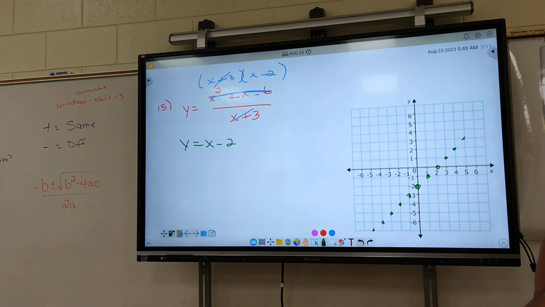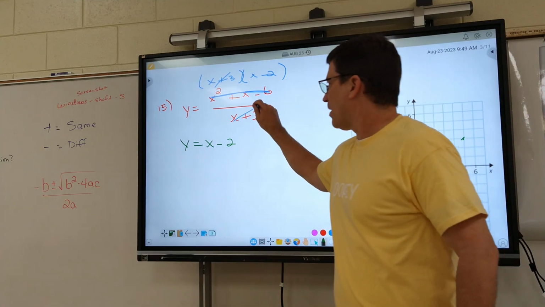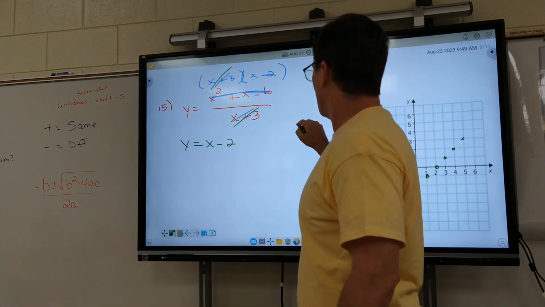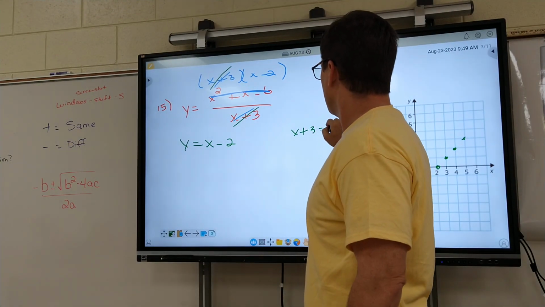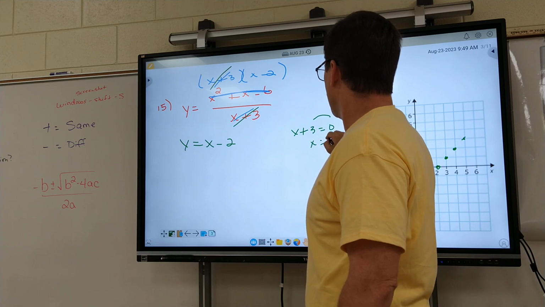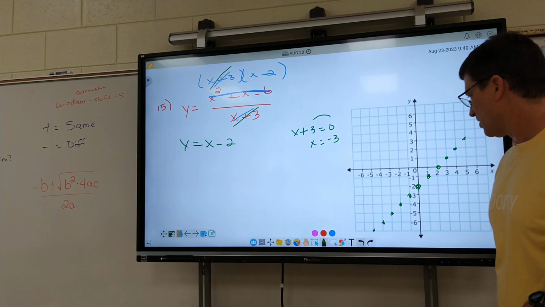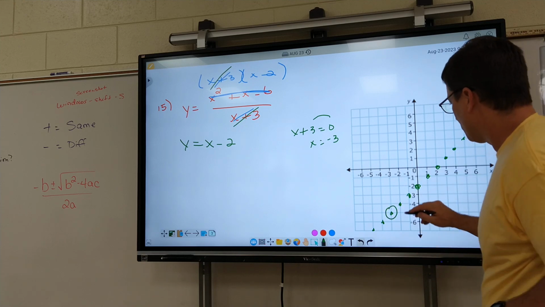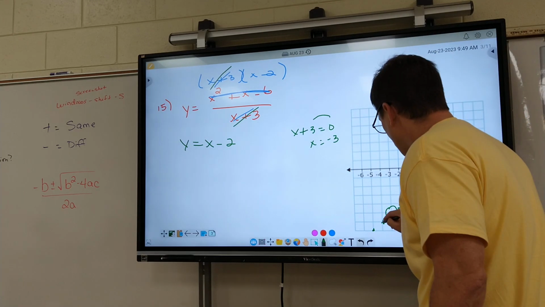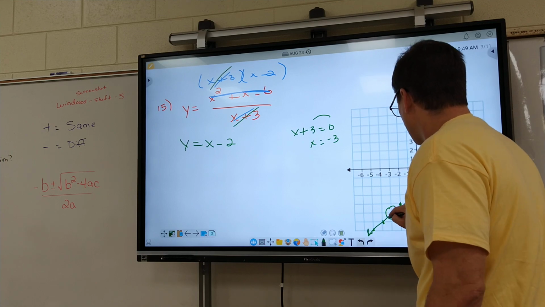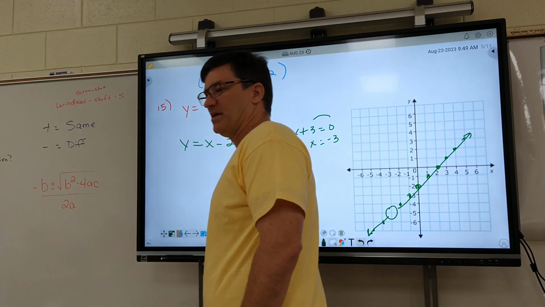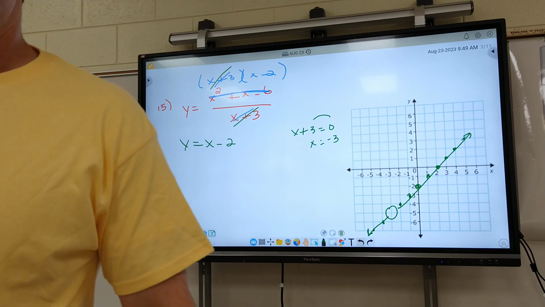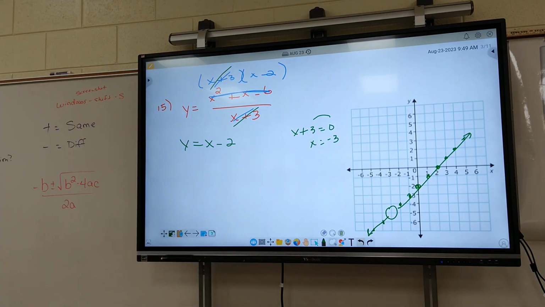All right, last step, you have to find your hole. Now, where does the hole come from? The hole is made by what you marked out. So look, we marked out x plus 3, right? When you move that over, it's going to make it a negative 3. So our hole is going to be at negative 3. Follow it down. There's your hole. That's how you do 15. They might even be numbered the same. Tomorrow morning, 15 might be exactly like this one.